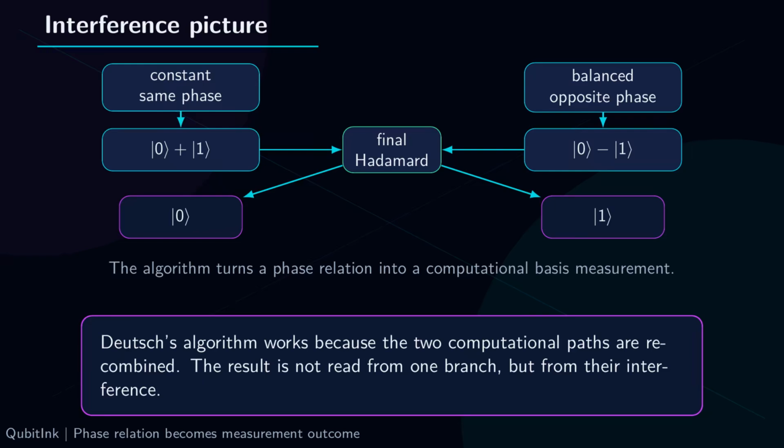The important point is that the answer is not read from one computational branch. It is produced by recombining branches. Deutsch's algorithm is therefore a minimal example of the quantum pattern: encode information into phase, interfere amplitudes, and then measure.